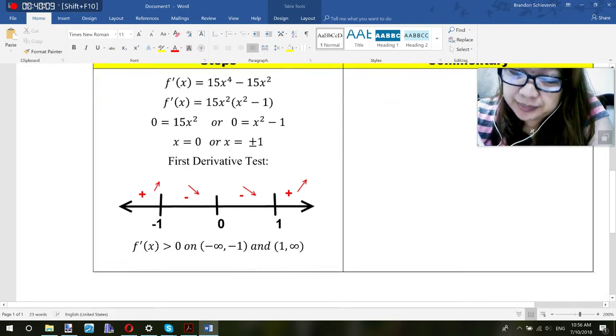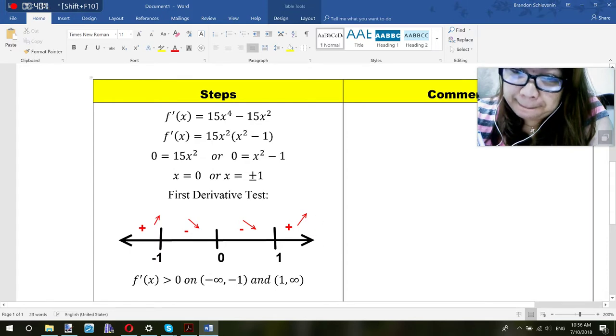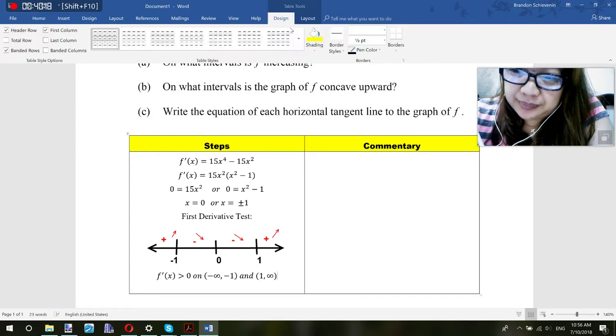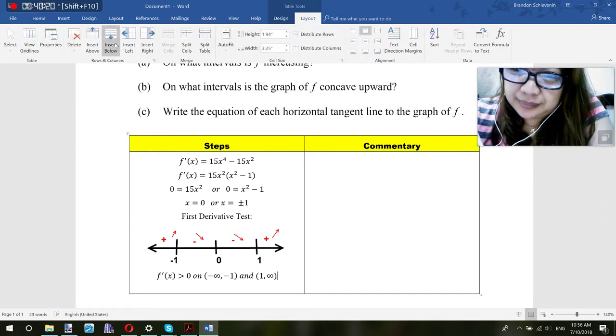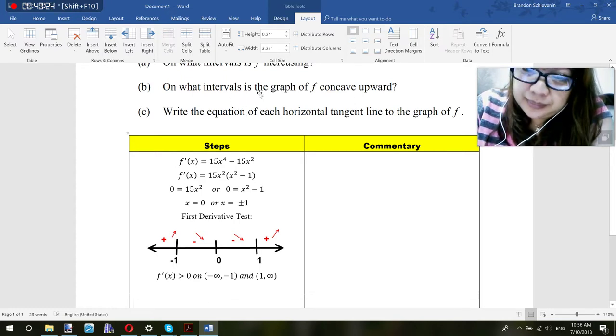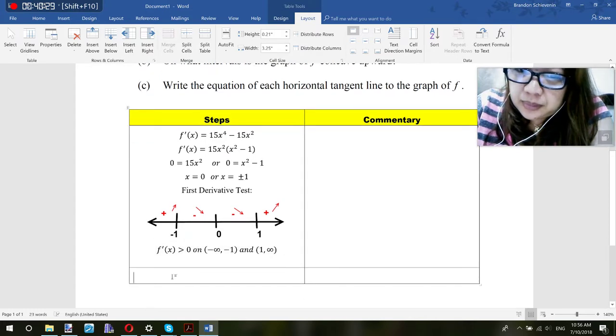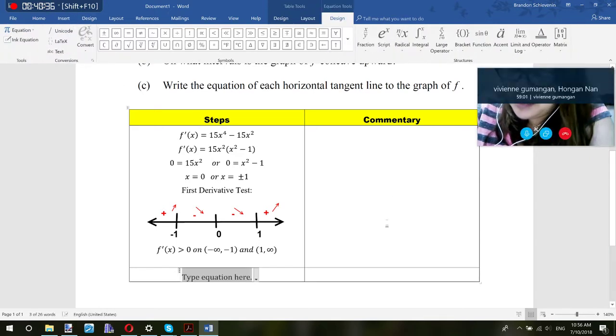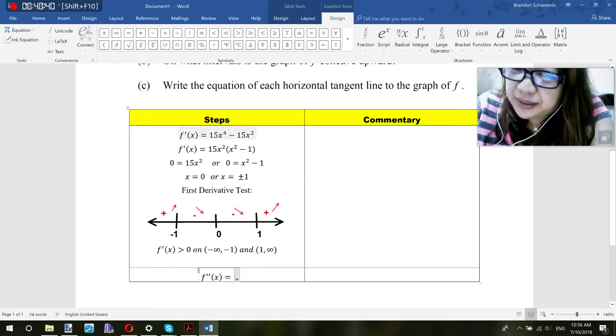I might add commentary later because we're running a little low on time. So let me add one more below here. I also want to know what intervals the graph is concave up. So how can I tell whether a function is concave up or down? Find the second derivative.